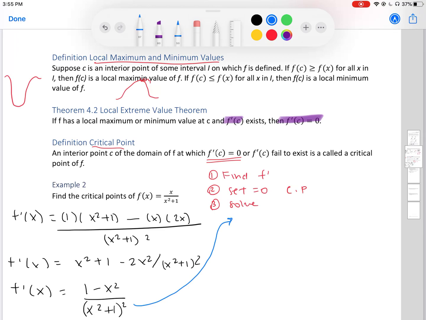Alrighty, let's go ahead and solve. Let's set our derivative equal to 0. I have 1 minus x squared divided by x squared plus 1, squared, equals 0. We multiply the denominator to both sides, and it turns out to be 0, so we're just left with 1 minus x squared equals 0. We add x squared to both sides, so I have 1 equals x squared. We take the square root of both sides, so plus or minus the square root of 1 equals x. So I'm left with x equals plus and minus 1. These are our critical points.